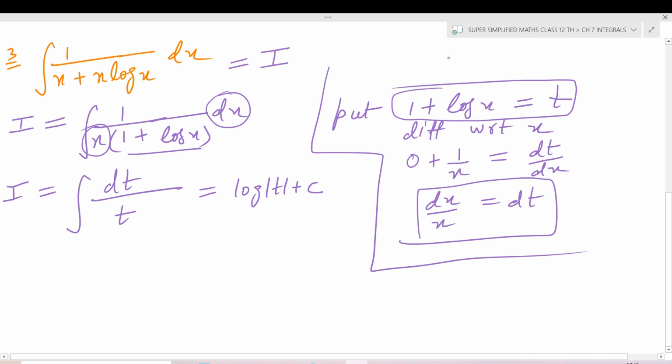Now this is all fair work. This is not the rough work. Now after that, in the end, you will substitute back t with 1 plus log x. So you get log mod 1 plus log x plus a constant of integration, and this is your answer.